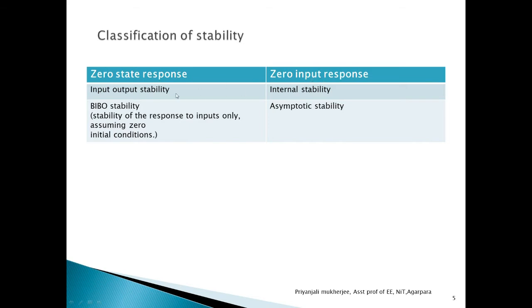So there are two types of stability according to the two responses. One is input-output stability, known as BIBO stability, that is bounded input, bounded output stability. Here we assume that all the initial conditions are zero and only the inputs are acting on the system, and the stability of the response to inputs only is calculated. In the case of internal stability, or zero input response stability, the given input is zero, and due to the initial conditions there will be some response. That stability is known as asymptotic stability. In this slide we will consider BIBO stability.